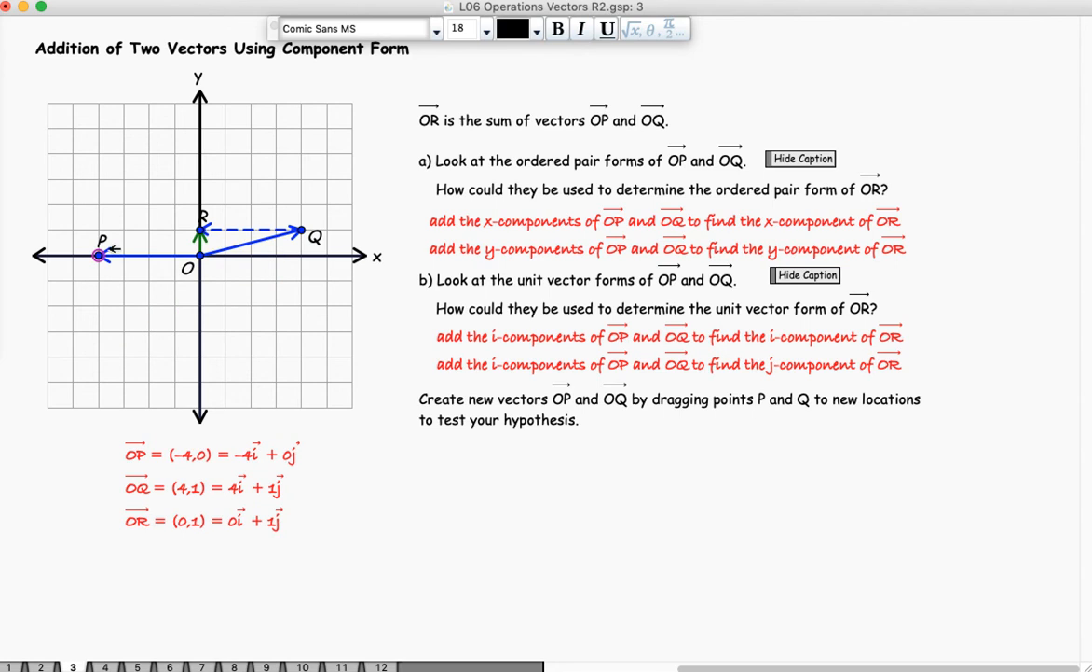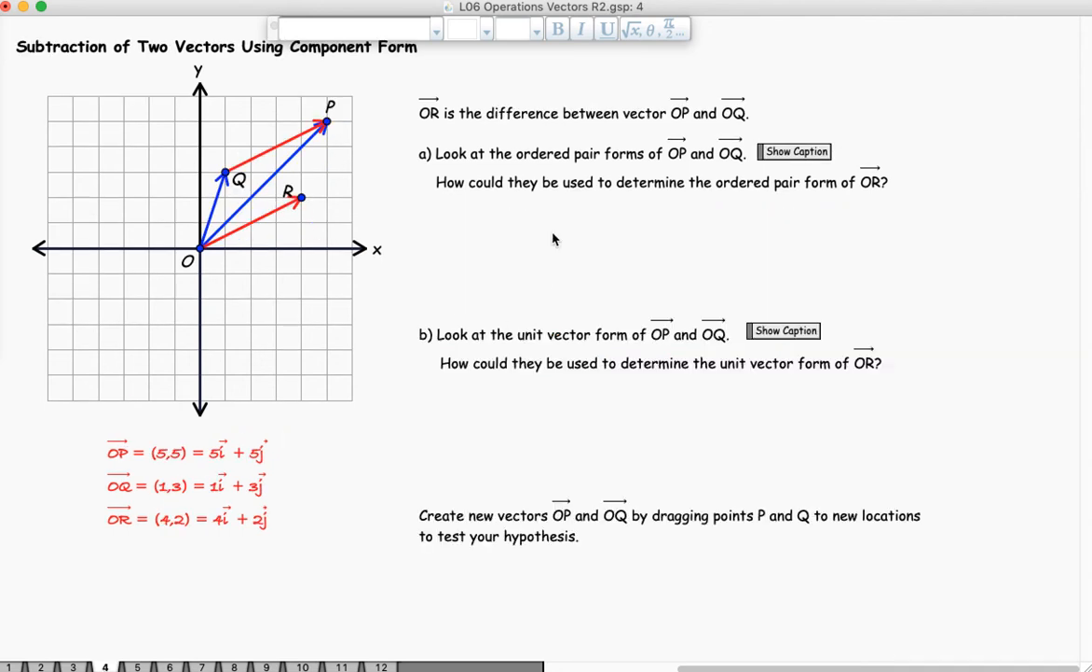I did test that for you by dragging it many different places. Wherever we put it, it does indeed work. So much easier to add algebraic vectors. Don't need to use the cosine law, don't need to use the sine law. I just need to add the x components and the y components. Now, what about the difference?